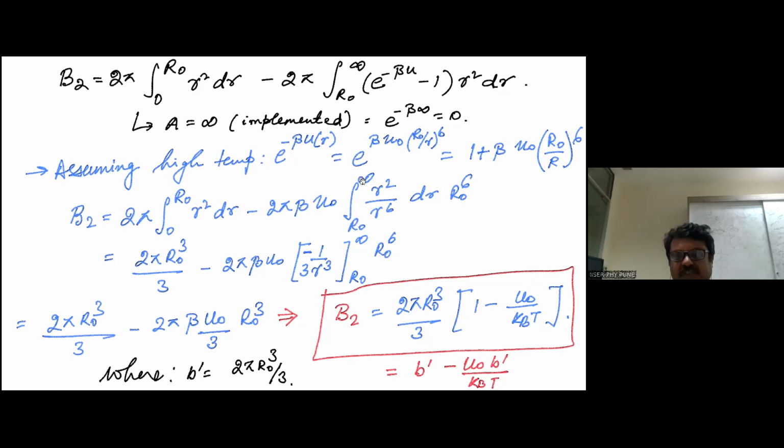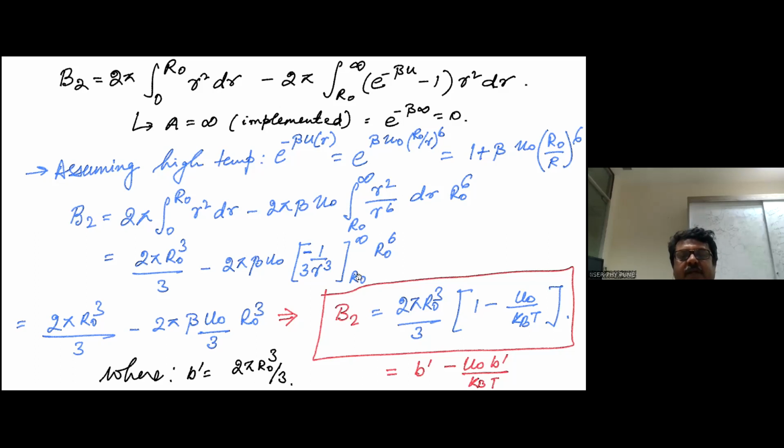integral R0 to infinity. You already had this R squared, and R0 to the power 6 over R to the power 6, right? And if you integrate that, R0 to infinity, 1 upon R to the power 4, when you integrate, you will get minus 1 upon 3 R cubed, right? And the limits are R0 to infinity, right? So 1 upon infinity is going to give you 0 minus 1 upon R0 cubed, but you already had a minus sign here.